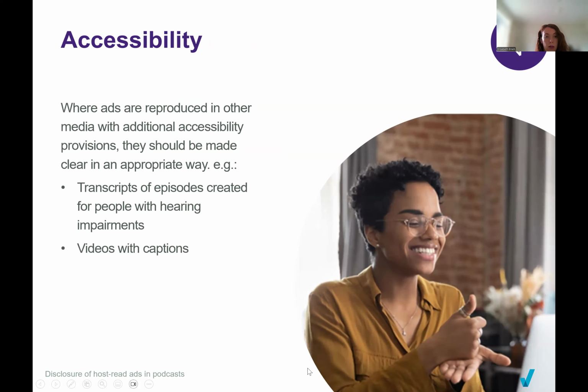And on a related note, where ads are reproduced in other media with additional accessibility provisions, if indeed they are, they should be made clear in a way that's appropriate to the target audience. So, for example, transcripts of episodes created for people with hearing impairments, or videos with captions. In the event that podcast ad content is actually reproduced in these formats, which of course there is no requirement that they are, but we just want to draw attention to that. Again, advertisers should be mindful of potentially taking additional steps to make ads clear.